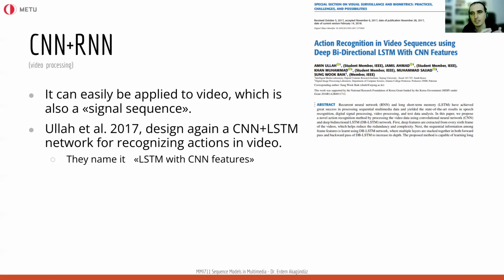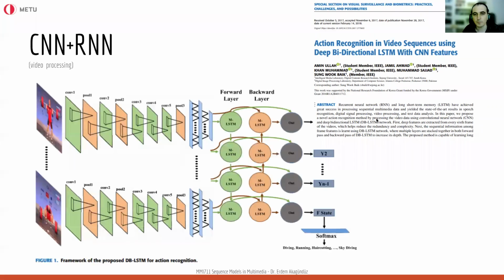You are using a CNN, a bidirectional LSTM for CNN features. Name it LSTM with CNN features. That's a very simple name, as you can see. LSTM with CNN features, which kind of summarizes the point of it. So what they do is they have images, the first frame, then the second frame. So don't make a mistake.